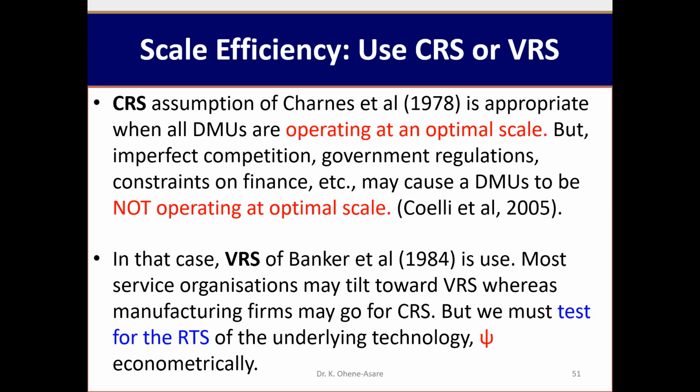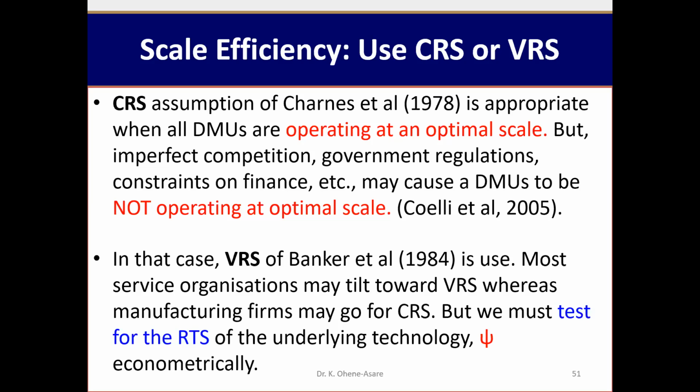Financial constraints. Some of the firms have financial constraints. They don't have the finance. If you look at banks like EcoBank, they are able to penetrate, innovative. And all of these will cause some firms, some DMUs, to be not operating at the optimal scale. Does it make sense? And that is why you have to go beyond constant to variable.